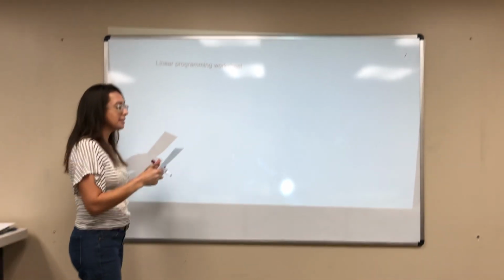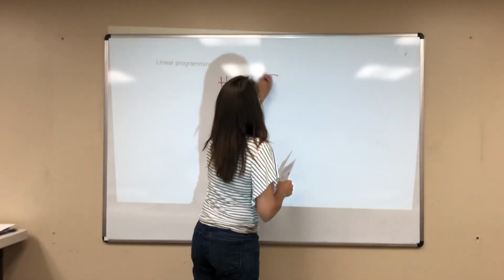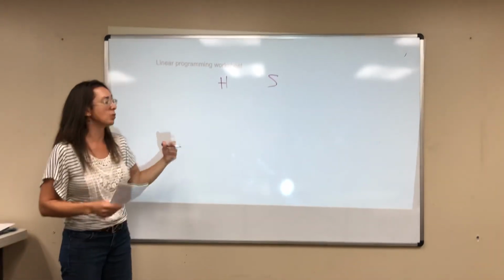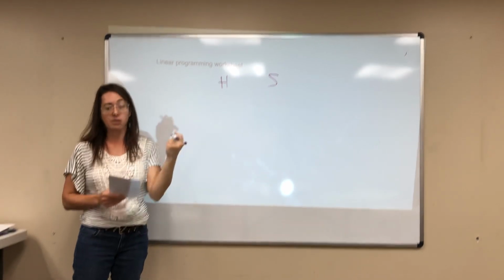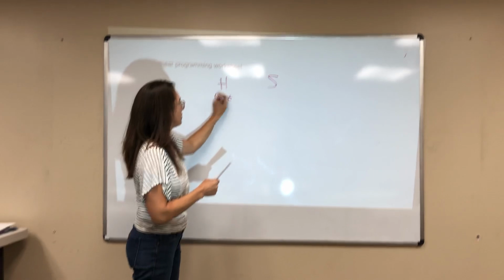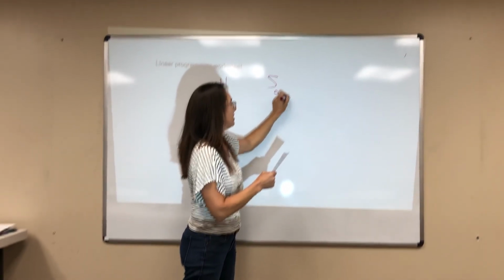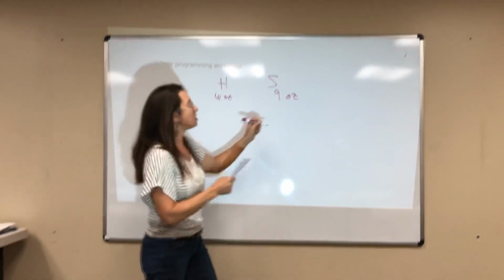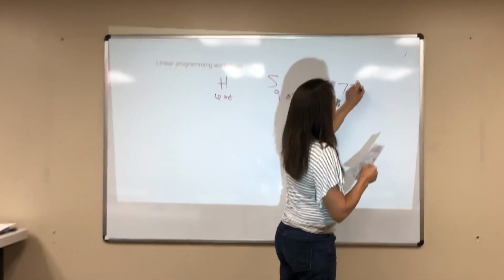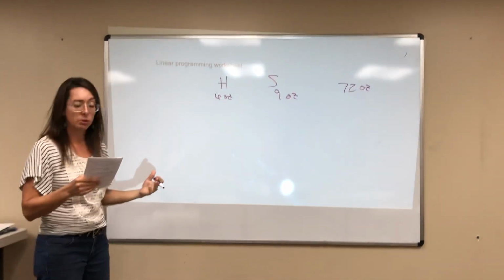So in this one, it says Kim wants to knit and sell hats and scarves. So she's selling hats and scarves. As we work through, remember, we want to identify everything that it has. It says a hat uses 6 ounces of yarn, and a scarf uses 9 ounces of yarn. And she has a total of 72 ounces of yarn that she can use up, okay?